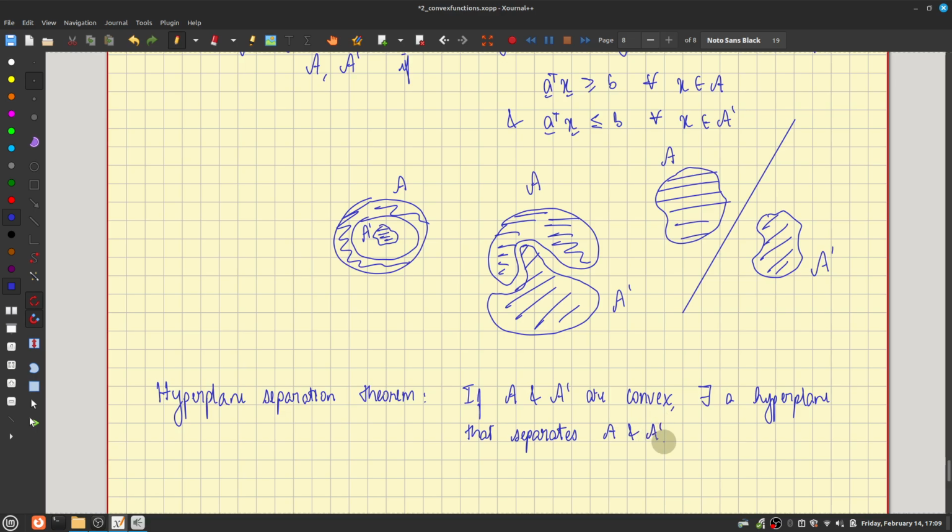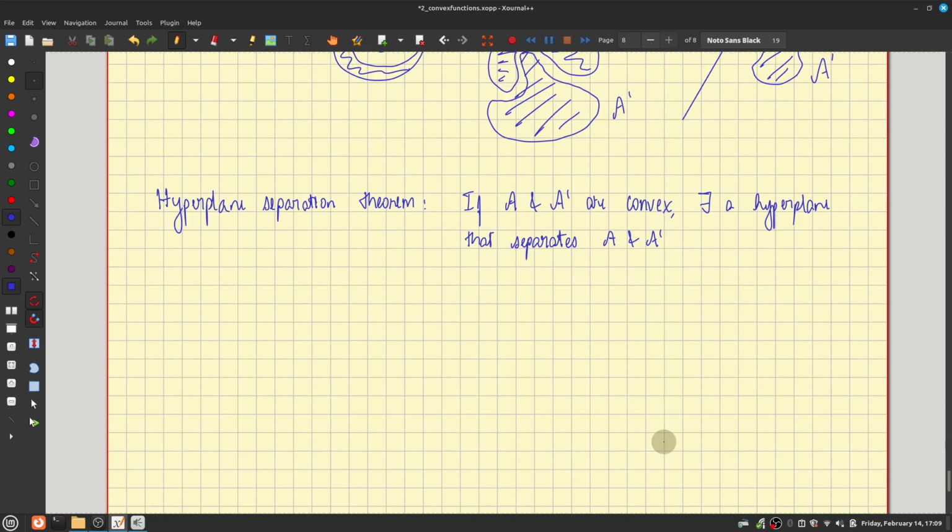So as long as A and A prime are convex, you will always be able to find a separating hyperplane. I won't prove this particular theorem, but you can take a look at the book by Boyd that has a simple proof for this particular theorem.